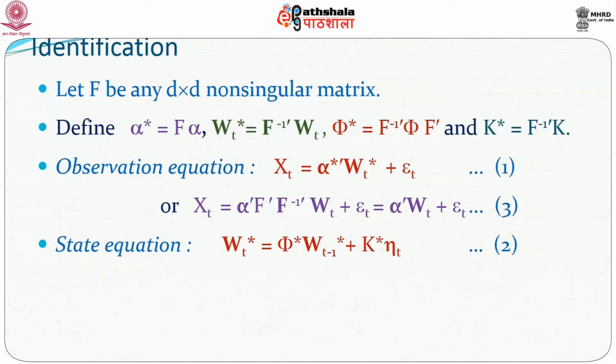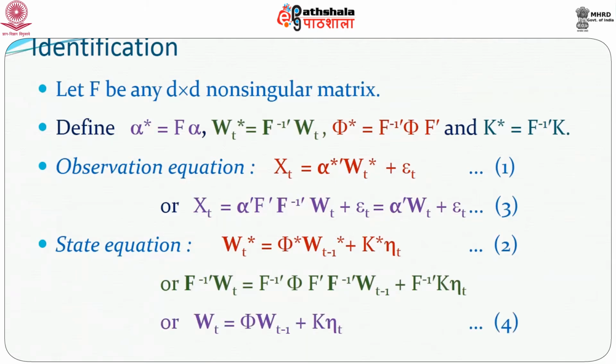Similarly, when you look at the state equation, which we now look at from the Wt star point of view, Wt star is phi star Wt minus 1 star plus K star eta t. Remember that nothing in this equation is observed. So if you write it in terms of this Wt star, it's fine, but if we substitute the values again, we find that we can write the same equation equivalently as Wt equal to phi Wt minus 1 plus K eta t. We will call this 4.